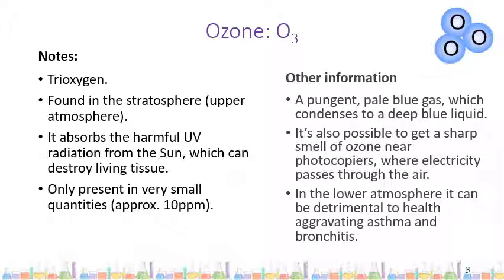So on the right here, it's a pungent, meaning smelly, pale blue gas, and it condenses into a very deep blue liquid. You can get the smell of it near photocopiers, where there's electricity that sparks a reaction between oxygen molecules in the air. Ozone is only present in the upper atmosphere. In the lower atmosphere, if there's a lot of it, it can be detrimental to health. It's known to aggravate asthma and cause bronchitis.